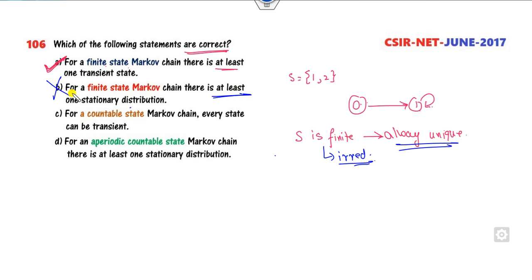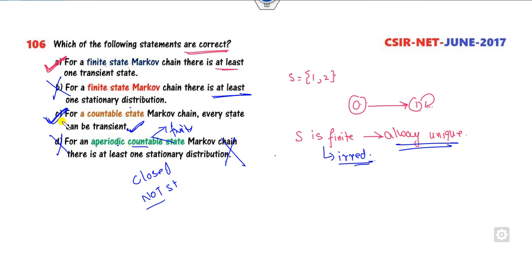For a countable state Markov chain, every state can be transient. That's true. This is the same example for that. Aperiodic countable Markov chain: they are not talking about whether it's reducible or irreducible, so you can't say anything about whether it's closed or not closed. This is not given to you. It simply says countable, countably finite or infinite. You are not sure about its solution. So the right answers of this problem are A and C.